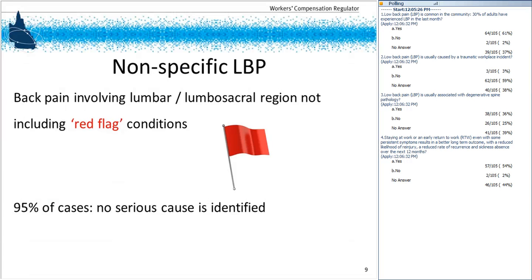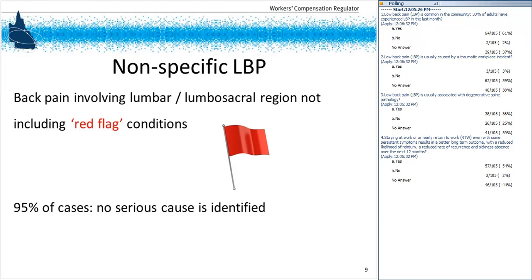Okay, so what is meant by non-specific low back pain? Well, it's really just low back pain that's not caused by red flag pathology. So it's pain involving the lumbar and lumbosacral region. Red flag conditions are uncommon but quite serious pathologies, and these can include a lumbar disc prolapse that's resulting in nerve root compression, causing sciatica and possibly motor weakness and loss of sensation in the leg. They can include fractures, tumours, infections and inflammatory disease.